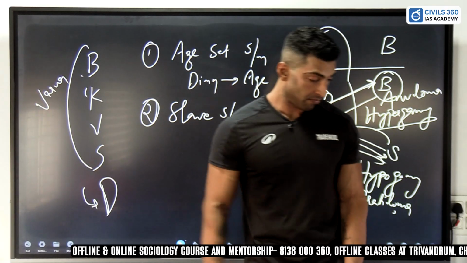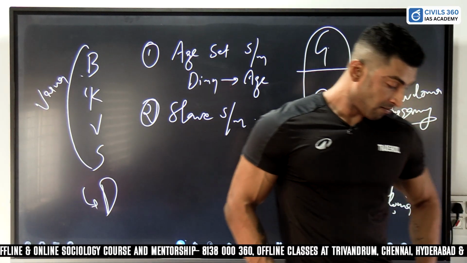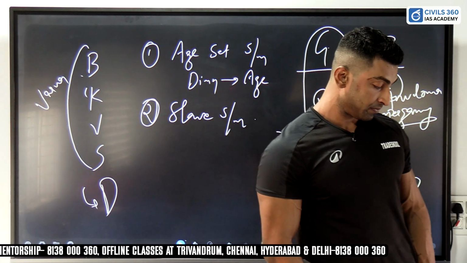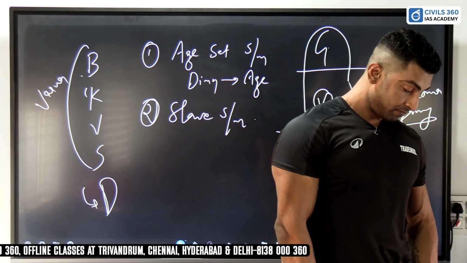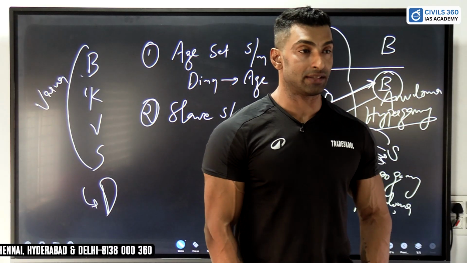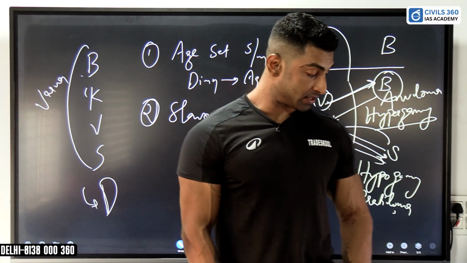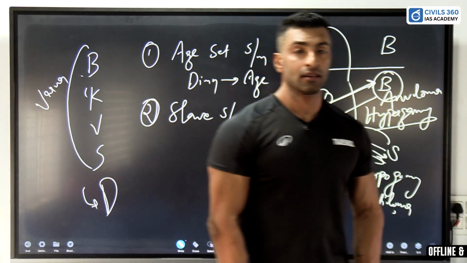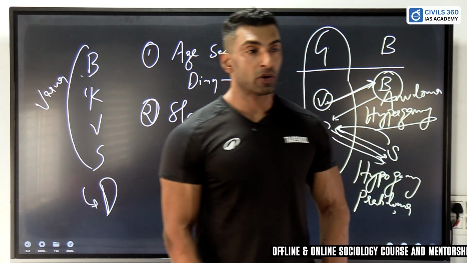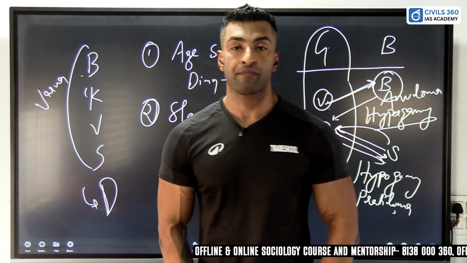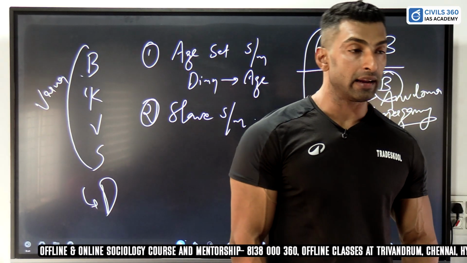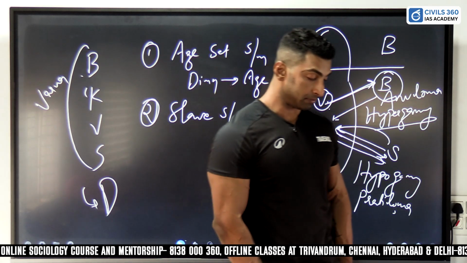Racial stratification. Dimension: race or biological characteristics, like skin color, hair, etc. What are the strata? Just write races, different races. Open or closed? Closed. Write one more: presently declared illegal.